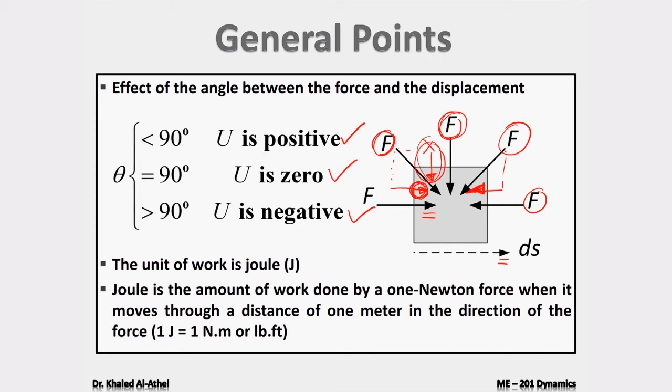Now, the unit of the work done by the force is joule. We use J for that one. And it is the amount of work done by 1 Newton force when it moves through a distance of 1 meter in the direction of the force. So you have F, which is the force, times distance, which is basically Newton multiplied by meter. Or if you are using the British unit system, you have pound multiplied by feet.